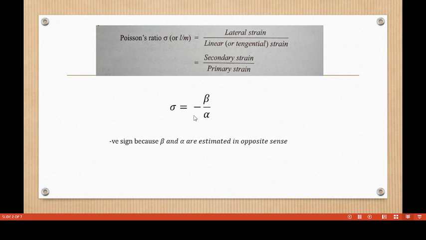We have a negative sign here because as we apply a force which causes the stretching or elongation of a wire, which causes the longitudinal strain, there will be a lateral strain which causes the thinning of the wire or the contraction of the wire. So both are in opposite sense, which is why there is a negative sign here.